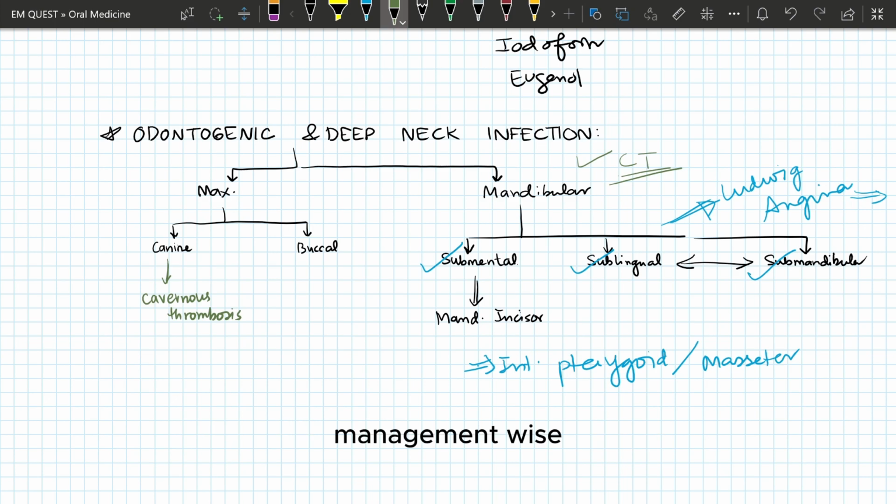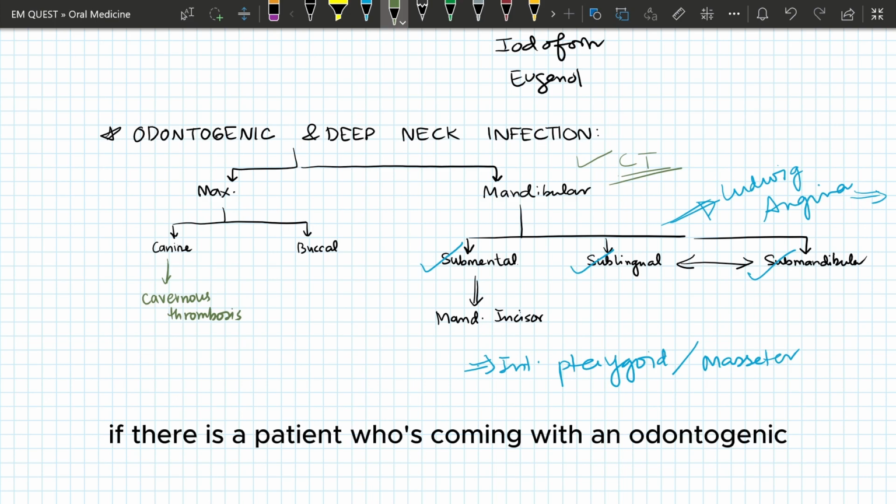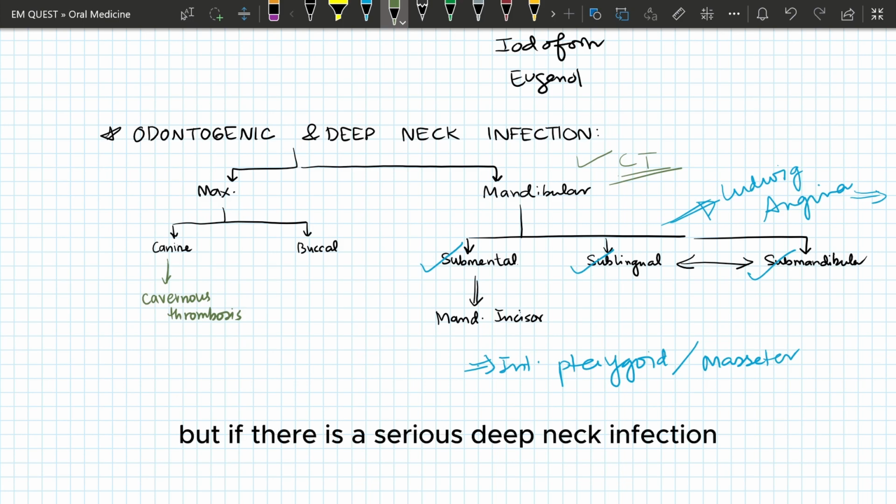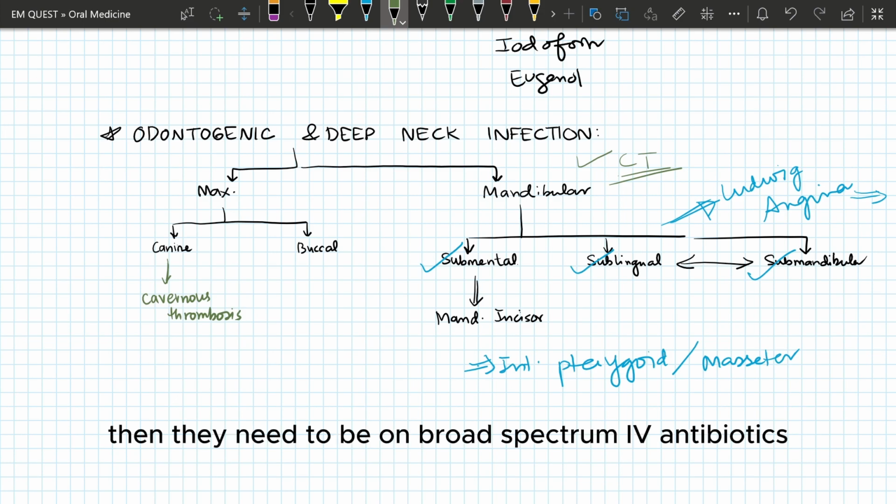Management wise, if there is a patient who is coming with an odontogenic infection, is well appearing, vitally stable, has no recent antibiotics, and is immunocompetent, then we can just discharge these patients on antibiotics. If there is a simple tooth abscess, we can do a local drainage. But if there is a serious deep neck infection, then they need to be on broad spectrum IV antibiotics.